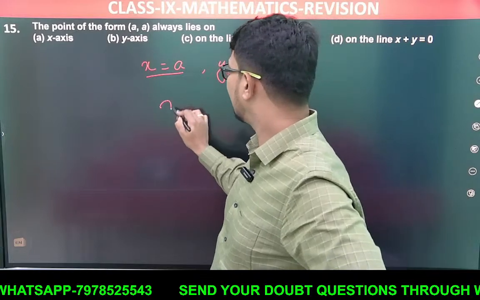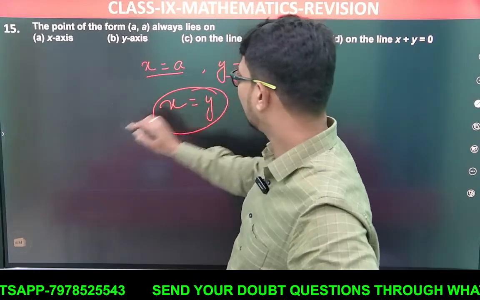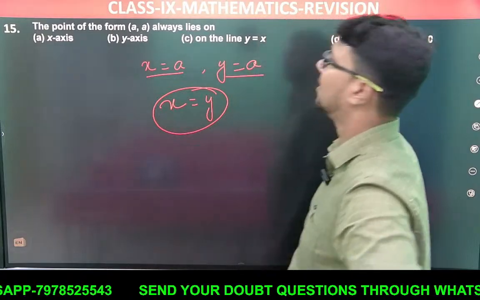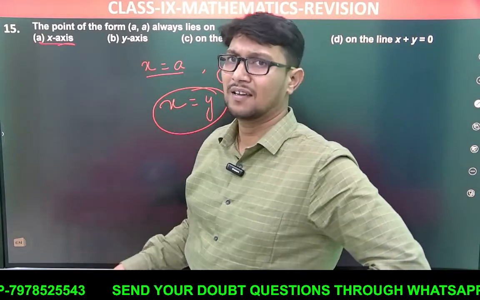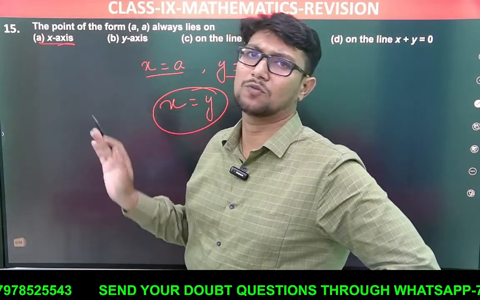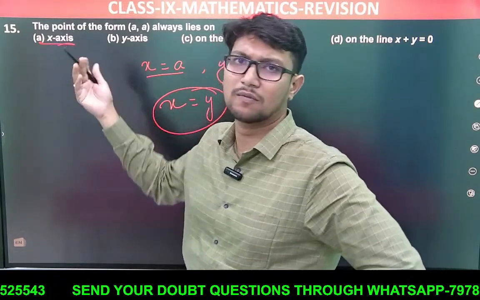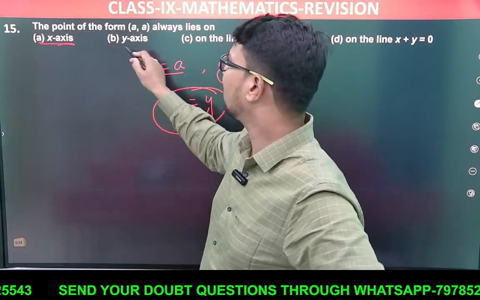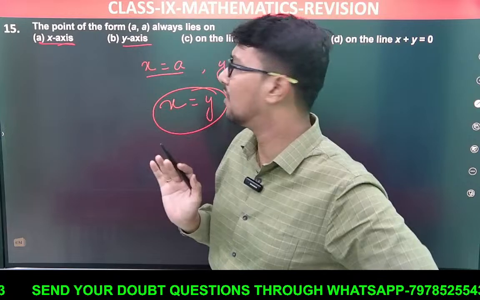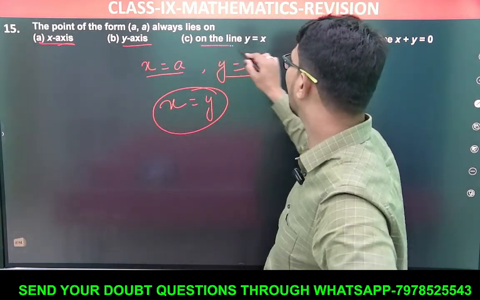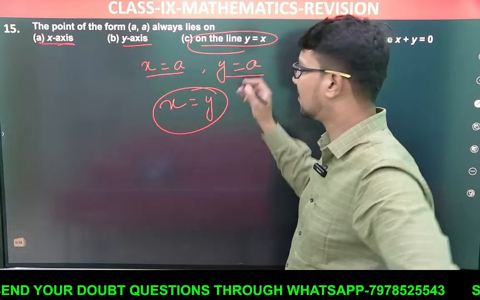So point (a, a) means x is a, y is a. It means x equals y, where both are the same. On the x-axis, x is definitely not equal to y because y is always 0 there. On the y-axis it is just the opposite: x is 0 and y has some value. On the line y equals x, yes, that is correct.